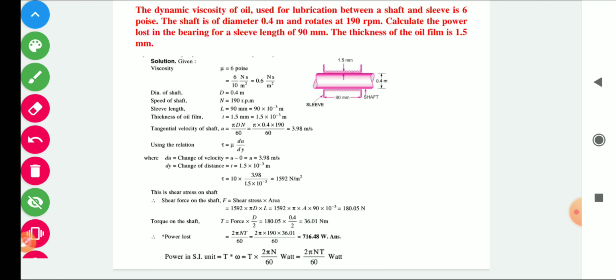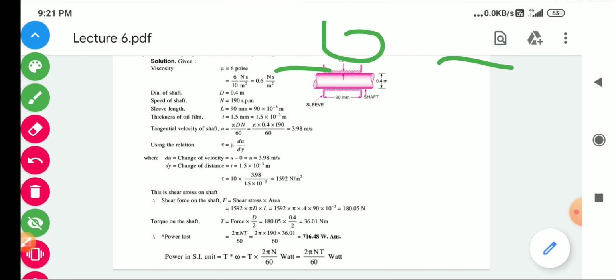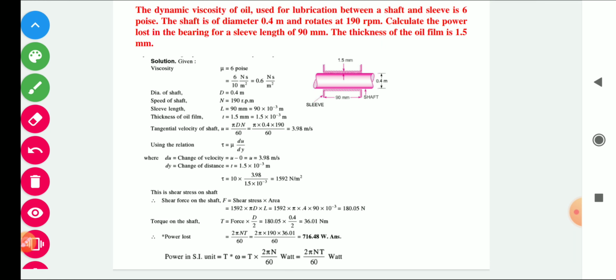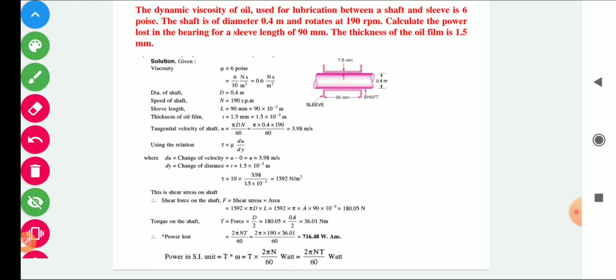So thickness of oil film is given as 1.5. It means dy equal to 1.5, and the length of the sleeve is given 90 mm, and the rpm is given as 190. So with the help of rpm and diameter we can calculate the angular velocity of the shaft, and so to solve this problem the mu is given as 6 poise.